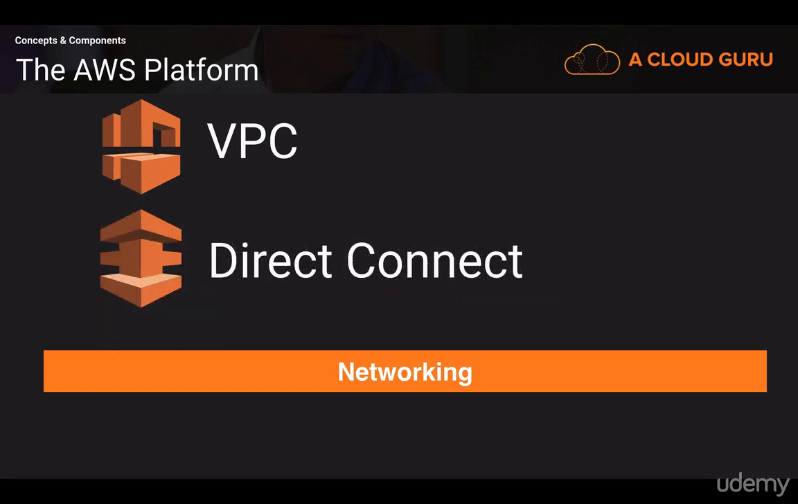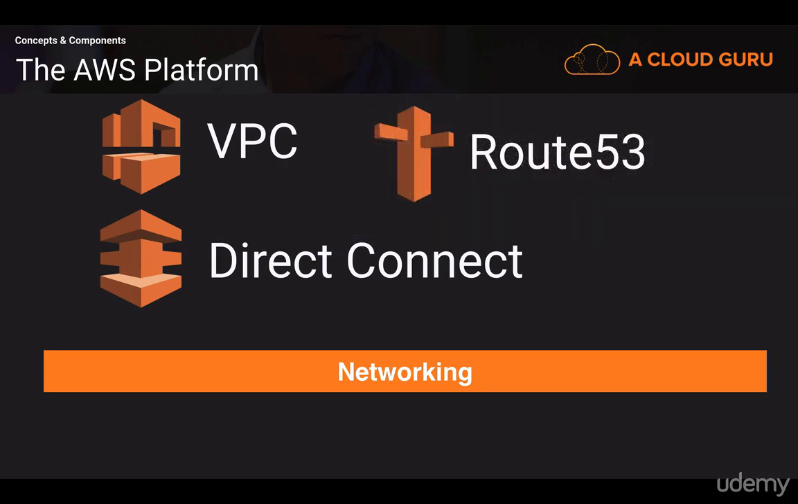We then have Direct Connect. Direct Connect is a way of connecting into the AWS environment without using an internet connection. It directly is basically running dark fiber and connects directly into AWS, and again we're going to cover that off in the networking section of the course.